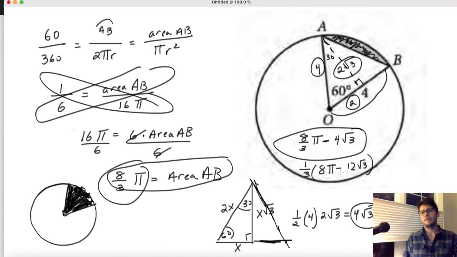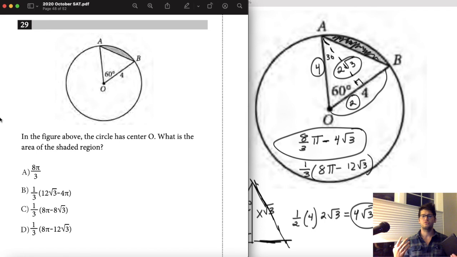Best advice I can give you on this question. Look, there's a lot of pieces there, but none of it's complicated. What you got to know is 30, 60, 90s, equilateral triangles. You got to know that circles are proportionate, right? So I know I had 1/6 of the total area, 1/6 of the arc length. I knew that I could calculate the area of the whole circle and divide that by 6. That's how I get my 8/3 pi.